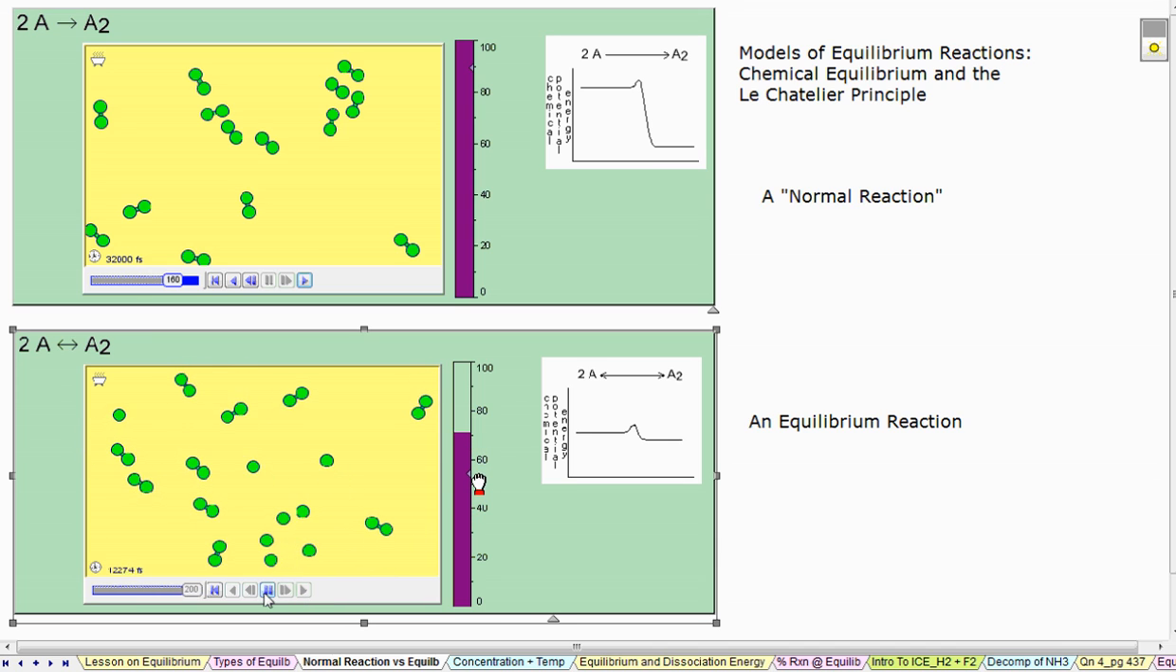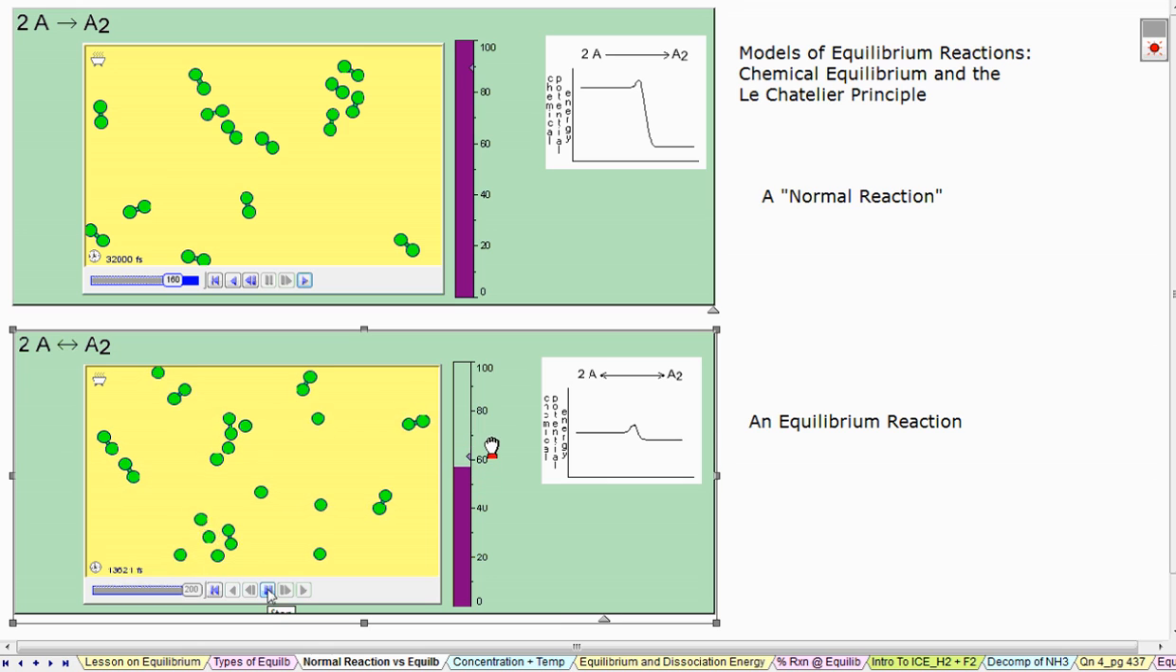This is the average right here where this little triangle is, and it's moving between 60 and 80%. And so we never get to that point where we have 100% reaction going to completion. We still have many reactants left over. This is what we would consider an equilibrium reaction.